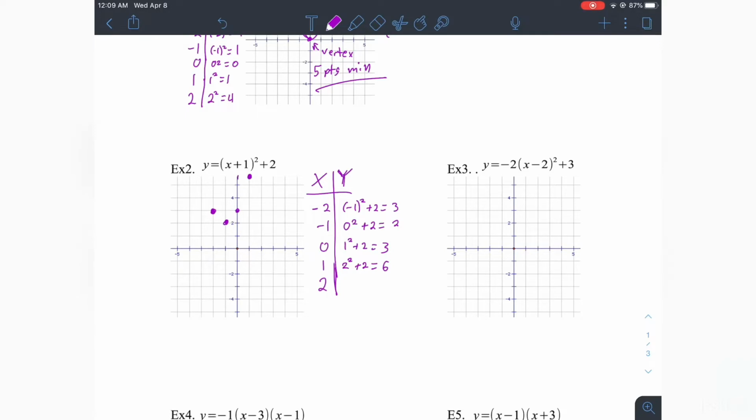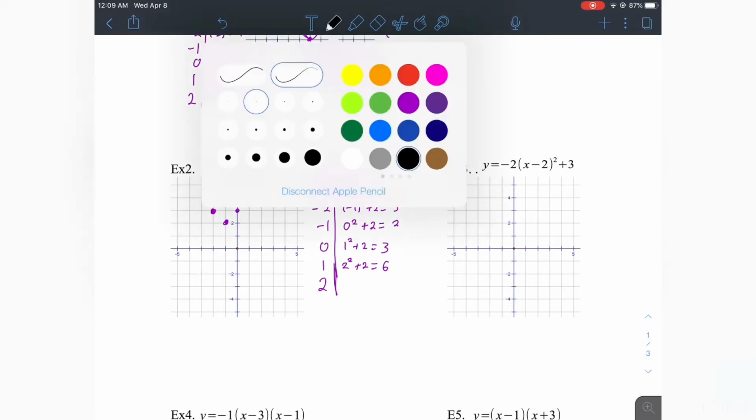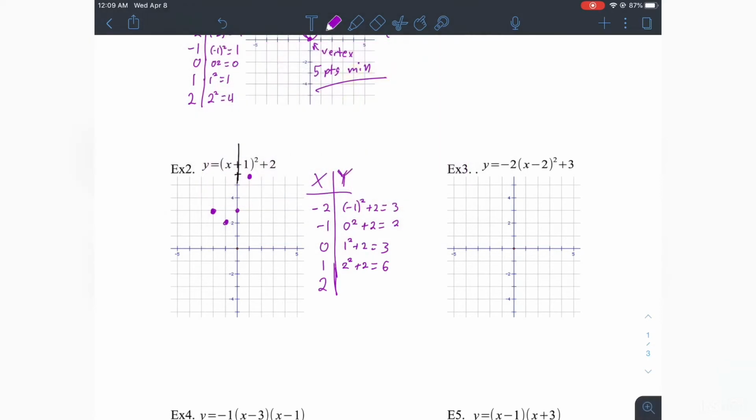4, 5, 6. I have to extend my graph a little bit. Occasionally, students don't like extending their graphs, but I've never understood why. I've always liked extending my graphs. And at 2, you get 2 plus 1 is 3. Squared is 9. Plus 2 is 11. 2, 1, 2, 3, 4, 5, 6, 7, 8, 9, 10, 11. It's right about there. And I'm done.